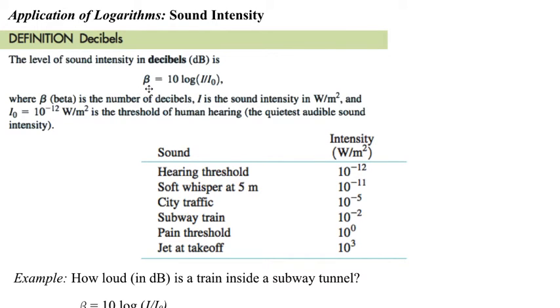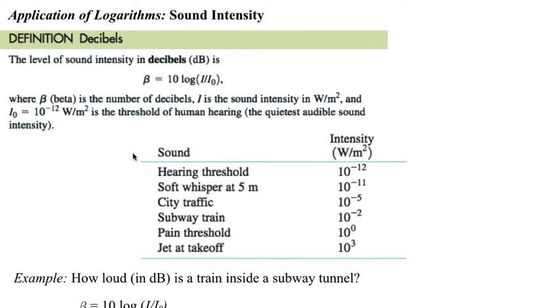And the expression or the function that it follows, beta, which represents the number of decibels, is equal to 10 times the common log of the sound intensity I divided by I sub 0, which is called the threshold of human hearing, and that is a constant value. And that threshold is equal to 10 to the minus 12 power. It's the smallest or the quietest sound that a human ear could hear.